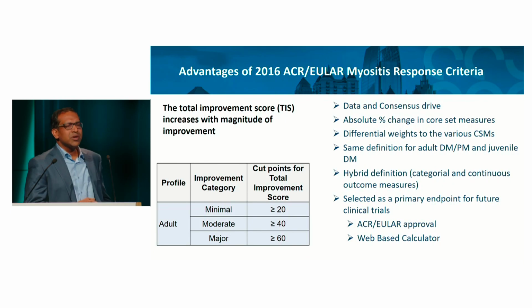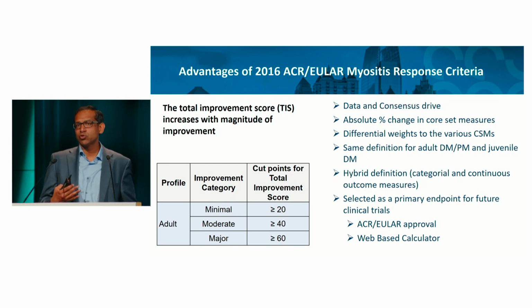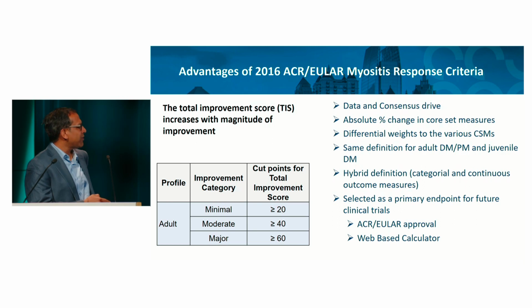Once you get a total improvement score, it's on a scale of 0 to 100. The higher the score, the higher the magnitude of improvement, because that means more core set measures are improving to a higher degree. Then you have 3 categories: minimal, moderate, and major. If you're more than 20 points on the TIS, or total improvement score, you've achieved minimal improvement. If you have more than 40 points, you've achieved moderate improvement. If you're more than 60 points, you've achieved major improvement.